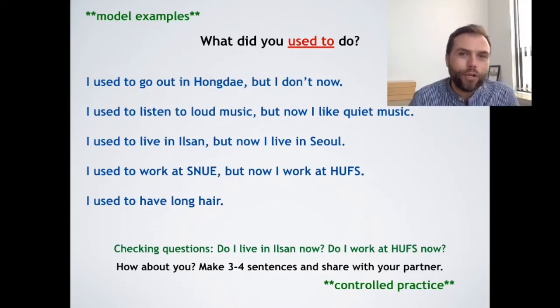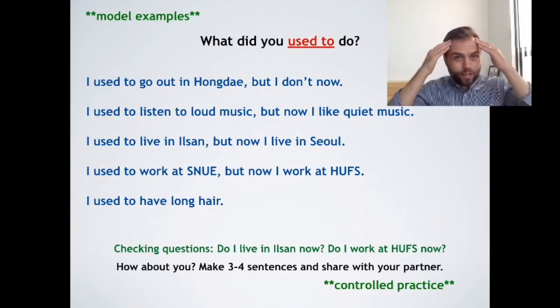So when I was young, I would go to music venues and watch live bands and DJs and things in Hongdae, but now I don't. I used to listen to loud music, but now I like quiet music. I used to live in Ilsan, but now I live in Seoul. I used to work at SNUE, Seoul National University of Education, but now I work at HUFS, Hankuk University of Foreign Studies. I used to have long hair, but now I'm losing my hair.